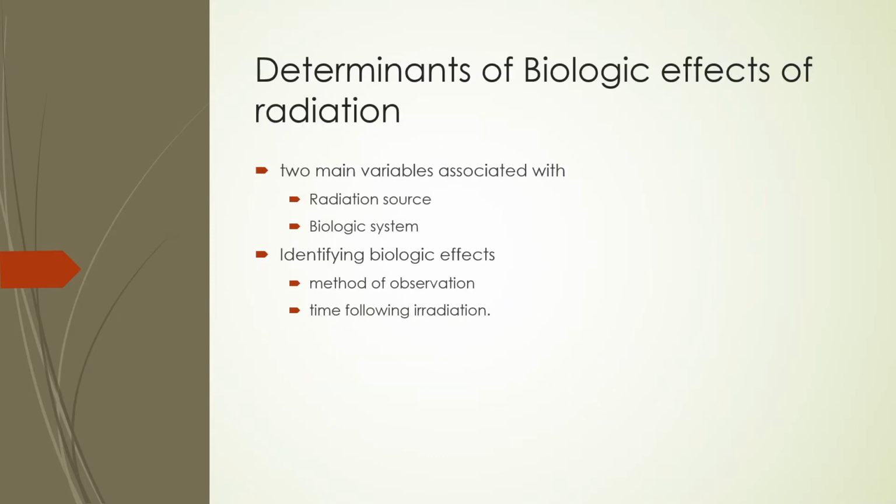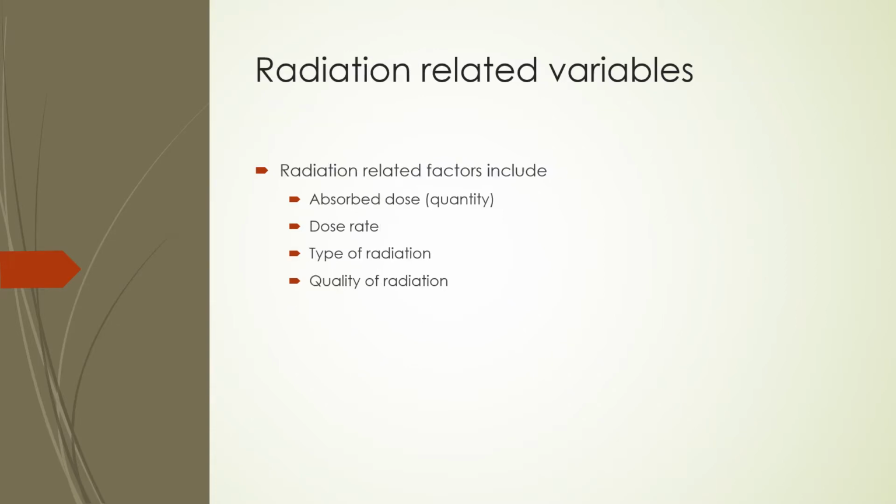There are multiple factors that determine a biological system's response to radiation. These factors include two main variables associated with the source of radiation and the biological system irradiated. Some radiation sources are more damaging than others, and some biological systems are more sensitive to radiation than others. To complicate matters even further, identifying biological effects also depends on the method of observation and how much time has elapsed following irradiation. Let's first learn about radiation-related factors.